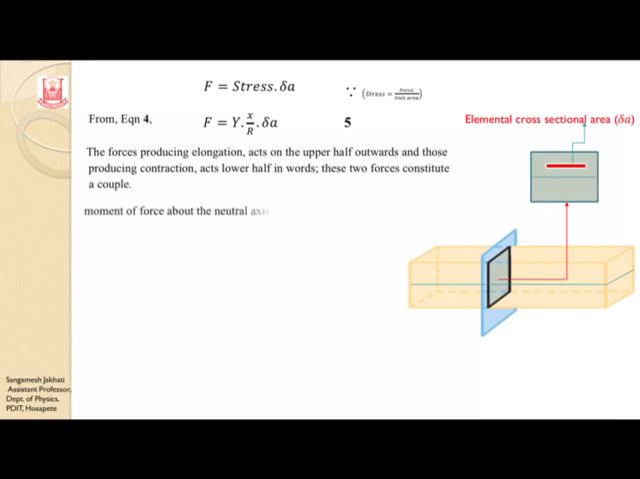So the moment of force about the neutral axis is given by F into x. Moment of force, generally, is given as force into perpendicular distance from the fixed point. So this is based on that same formula. The neutral axis is fixed here, so we are taking the moment of force about that neutral axis, which is given by F into x.